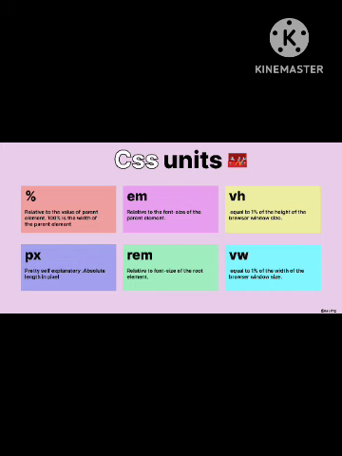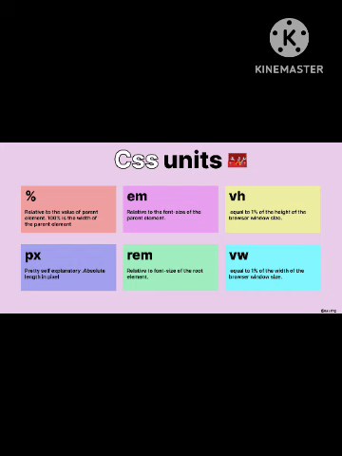Okay. So next, VH and VW, the viewport units. They are relative to the viewport. Whatever web page you are seeing, it is 100 VH height and 100 VW width. So for example, if your web page is 1000 pixel width and 800 pixel height, 1 VW is equal to 10 pixel and 1 VH is equal to 8 pixel.